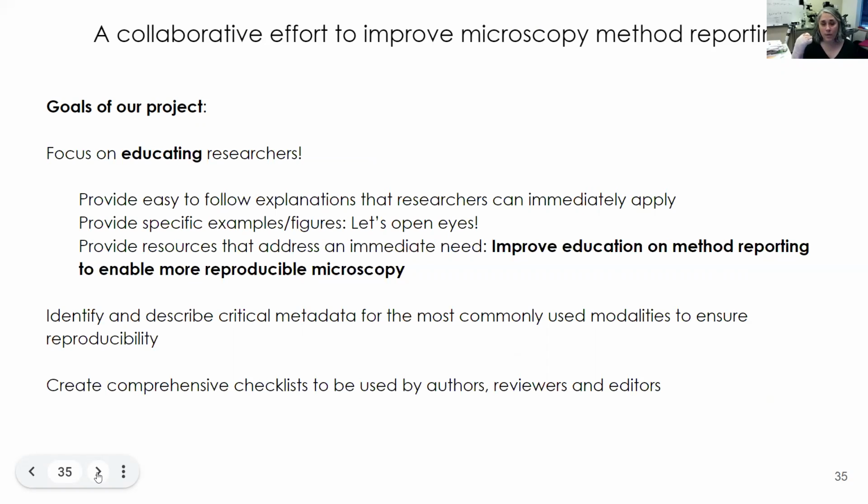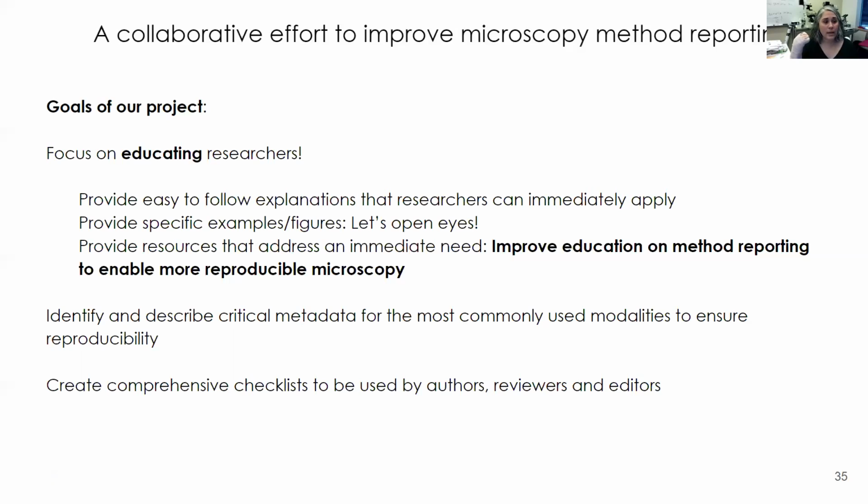In the publication, we try to help people understand through specific examples of figures, so that as soon as you look at a figure, people can immediately understand how a specific parameter is going to impact reproducibility. We also try to provide as many resources as possible that address this immediate need, which is to improve education on methods reporting.